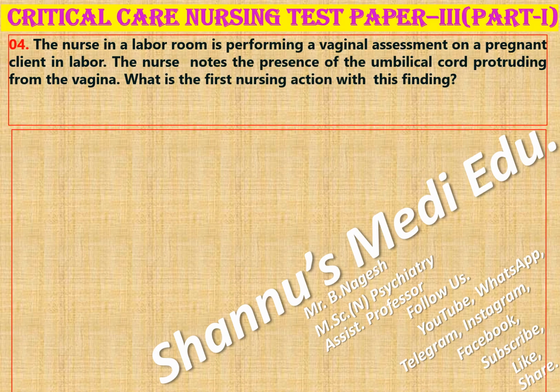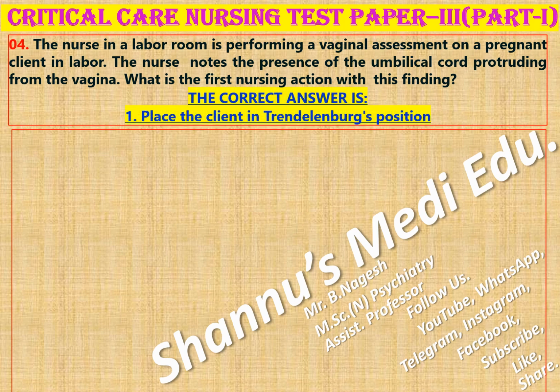The fourth question, the nurse in a labor room is performing a vaginal assessment of a pregnant client in labor. The nurse notes the pressure of the umbilical cord protruding from the vagina. What is the first nursing action with these findings? The correct answer is place the client in Trendelenburg position.